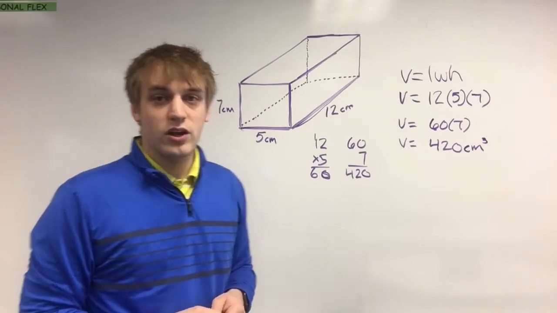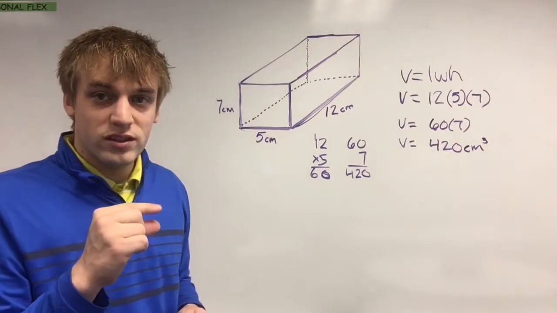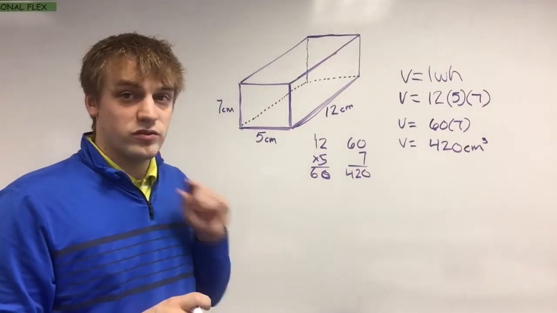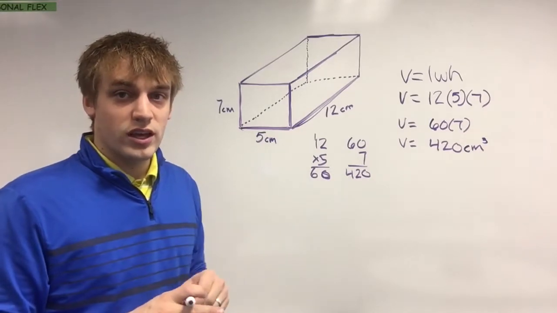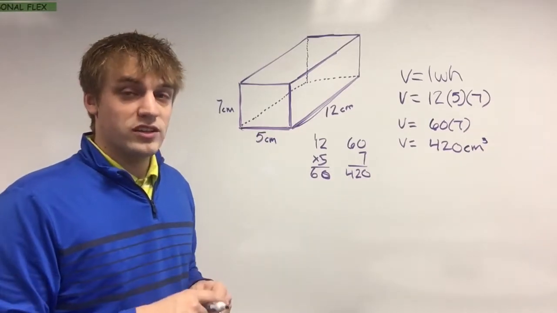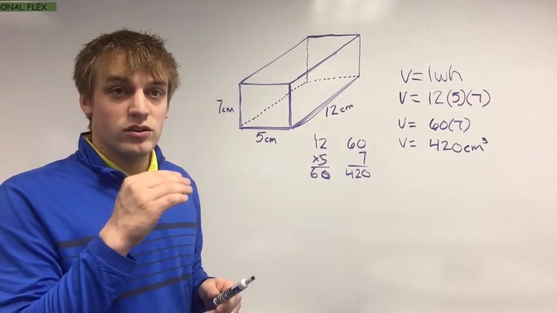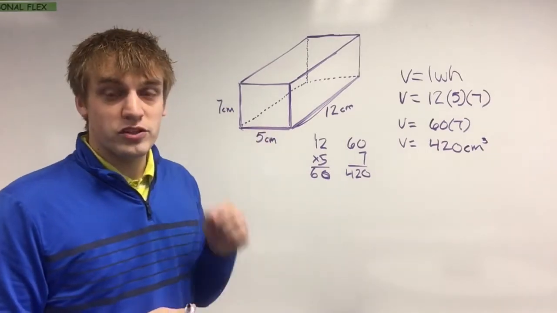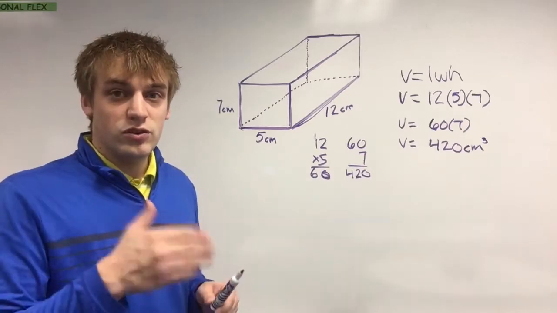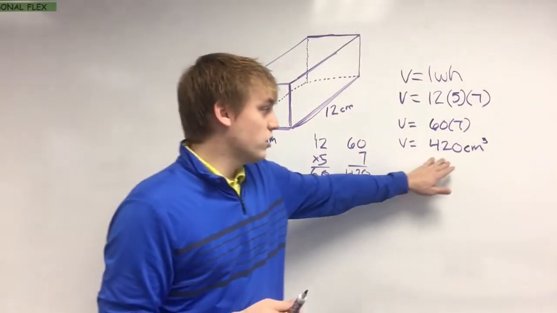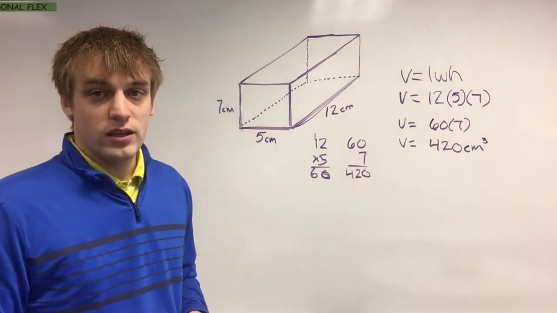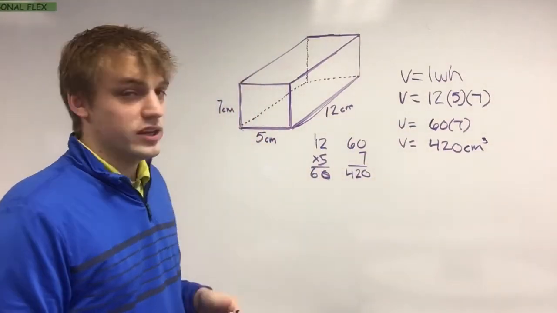Just like with area, we measured with squares. When we found area, we measured the size of the surface with squares, so when we said the answer, we said units squared. When you're finding volume, you're measuring with cubes, so we say units cubed. In this case, it's 420 centimeters cubed. This is how you find the volume of a rectangular prism.